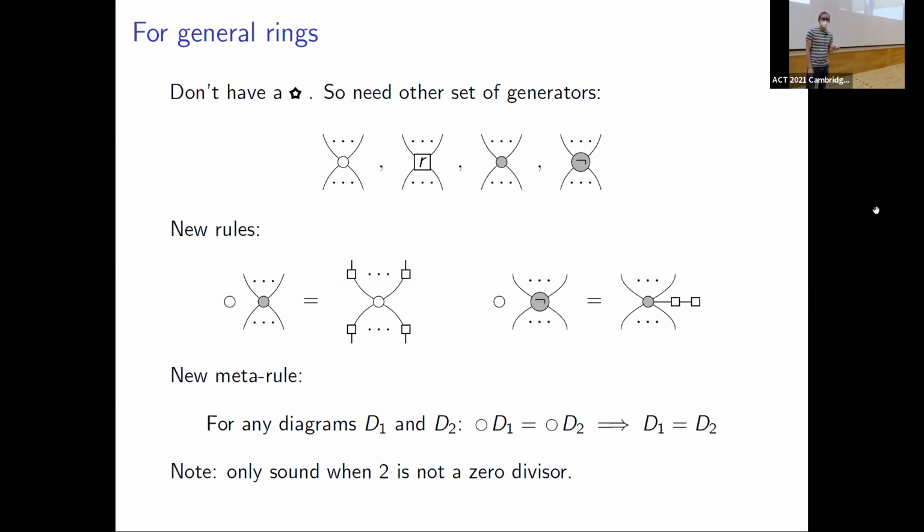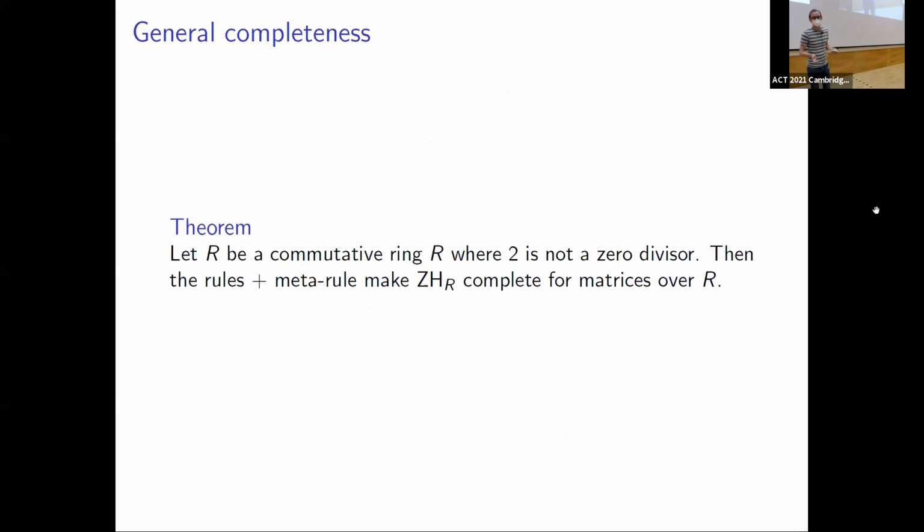So it's not really a diagrammatic equality, but more an additional type of reasoning we have to add to our calculus, which is that if we have a diagrammatic equality where there's a scalar 2 on both sides, so there's no input Z spider, no output Z spider, then we can cancel this spider. And this meta rule is only sound when 2 is not a zero divisor in your ring, because obviously you can't cancel it. Okay. So what we then get is if R is a commutative ring where 2 is not a zero divisor, then the rules I've just shown plus the meta rule are complete for matrices over R.